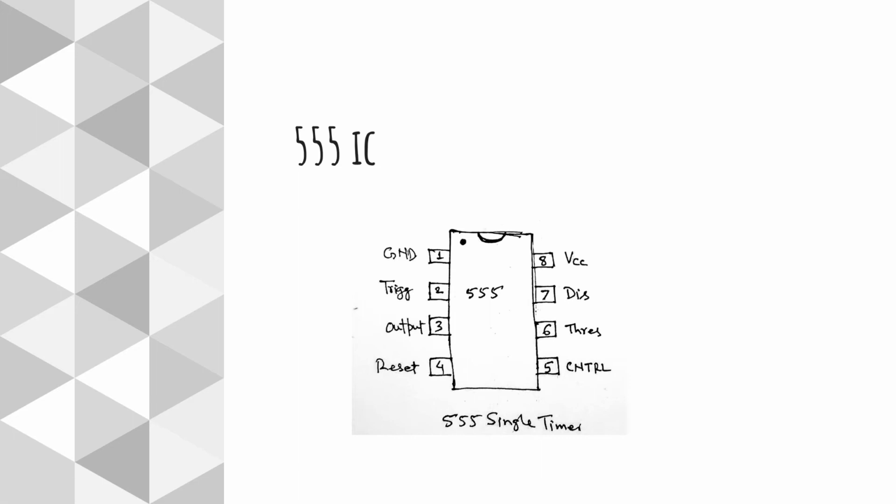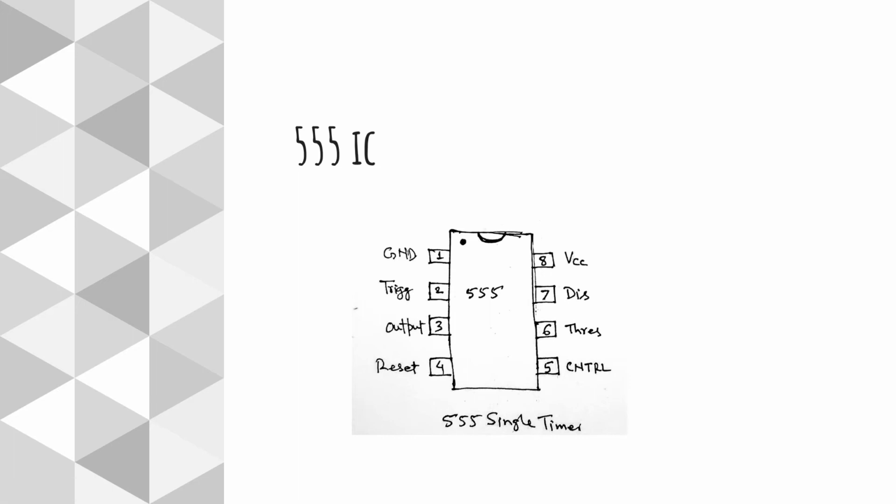Pin number 3. Output. This is essentially a push-pull and driven either to a low or high state. For avoiding unwanted triggering, it is recommended to connect a capacitor between pin number 7 and ground.